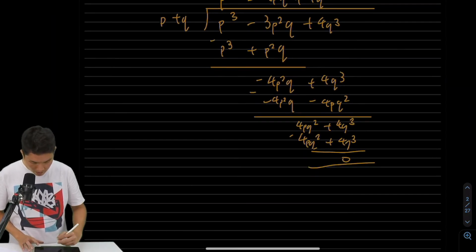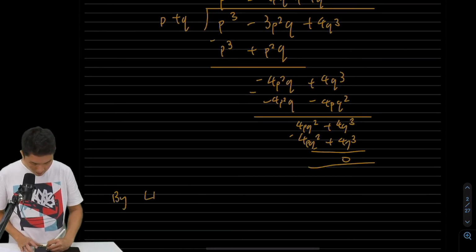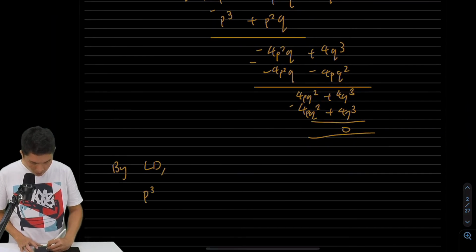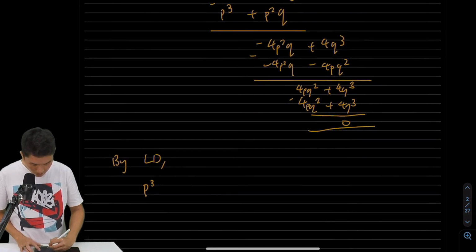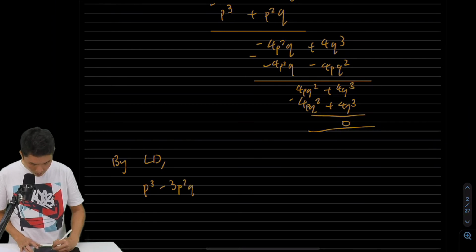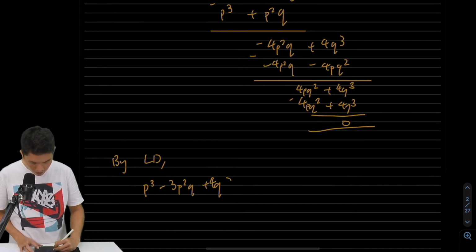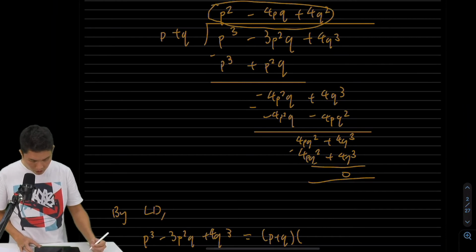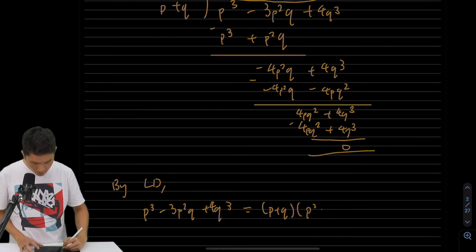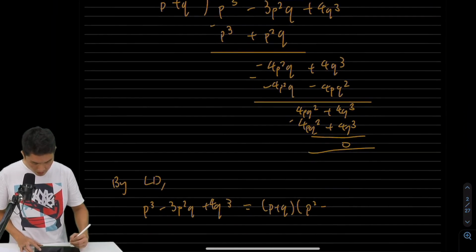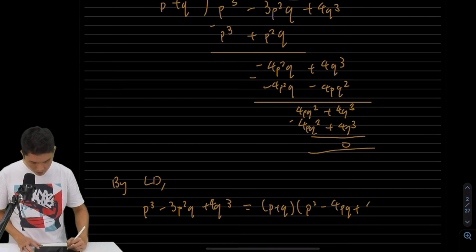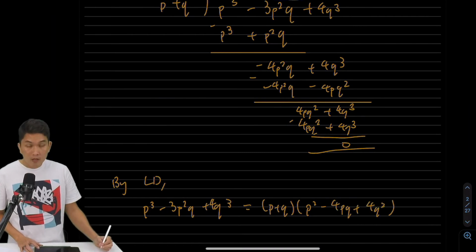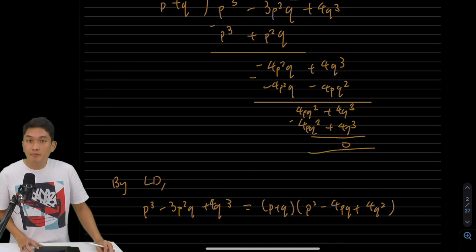So you can say that by long division, I've shown that p cubed minus 3p squared q plus 4q cubed is equal to p plus q multiplied by this quadratic expression here, p squared minus 4pq plus 4q squared. And that is the answer to part 1.